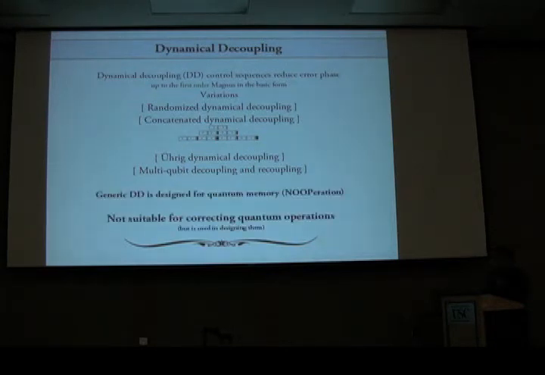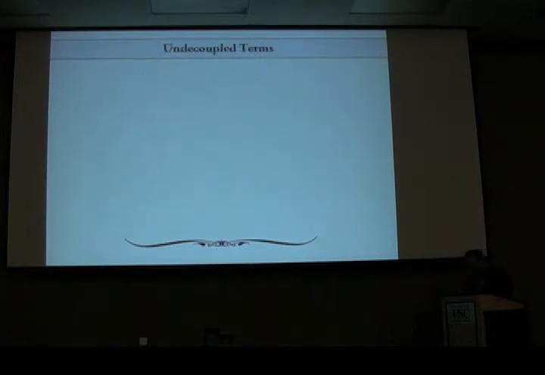Okay, so one thing that is probably not so right to say right now after Leonid's talk is that generic decoupling that is supposed to cancel all errors is for quantum memory. By itself, it's not directly suitable for correcting quantum operations. Because if you just have a system and you want to cancel all the undesired evolution, you will also cancel the desired evolution. But maybe this is not the right thing to say anyway, because you actually use decoupling to engineer quantum operations. Anyways, let me just give a quick order by order expansion for decoupling.